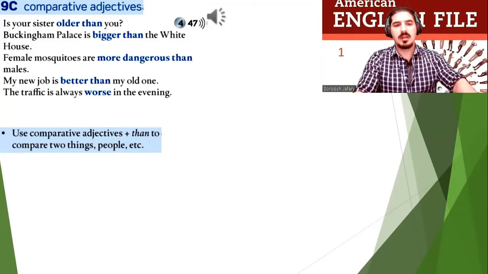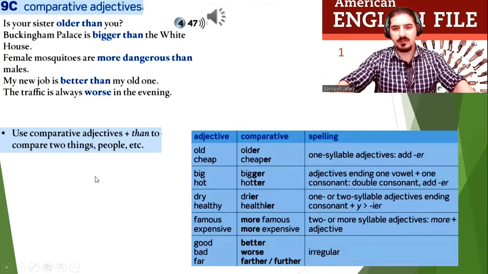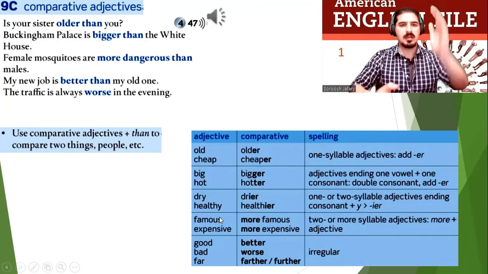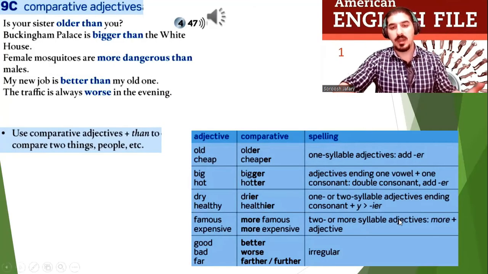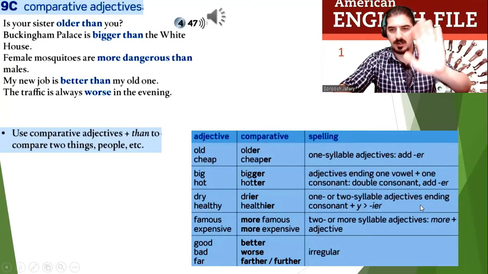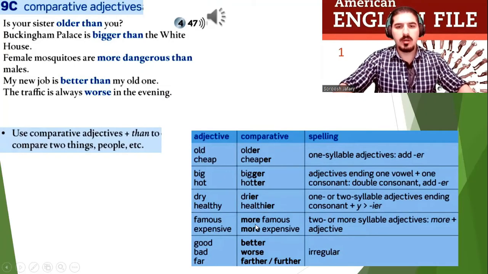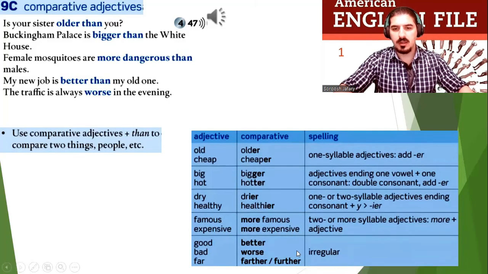Comparing. Now, in the next part, look, adjective, comparative: old, older, cheap, cheaper, big, bigger, hot, hotter, dry, drier, healthy, healthier. Now, famous, two syllables or more: more famous. You can't say famouser. More famous, more expensive. And the exceptions, good, better. These are irregular: bad, worse, far, farther, further, right?